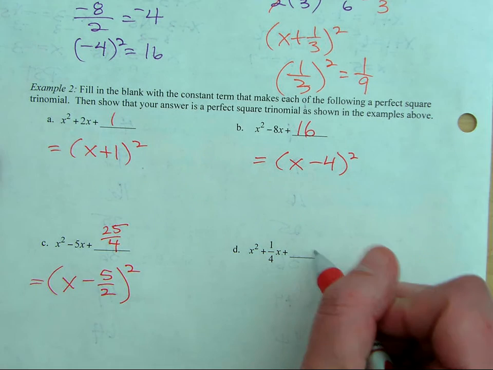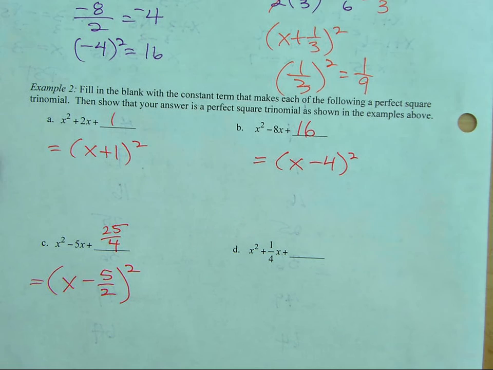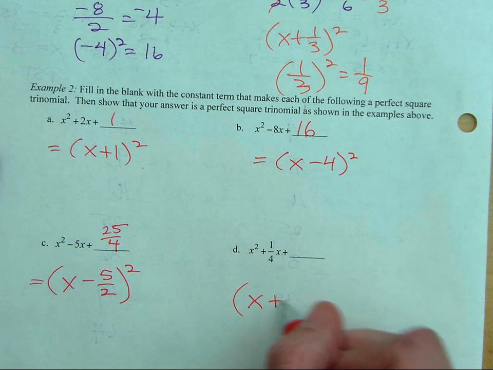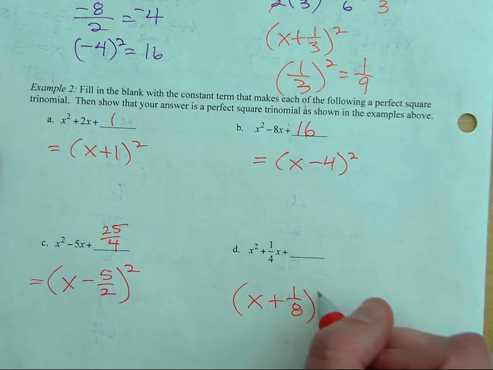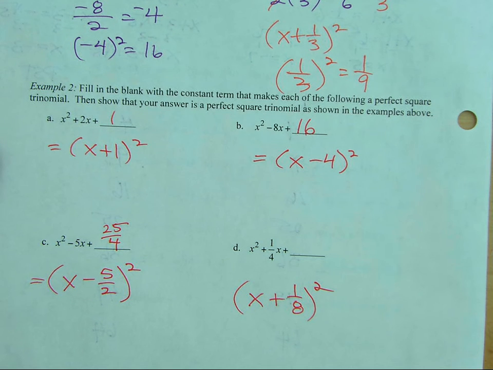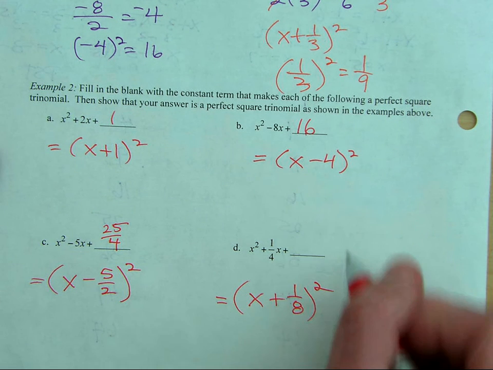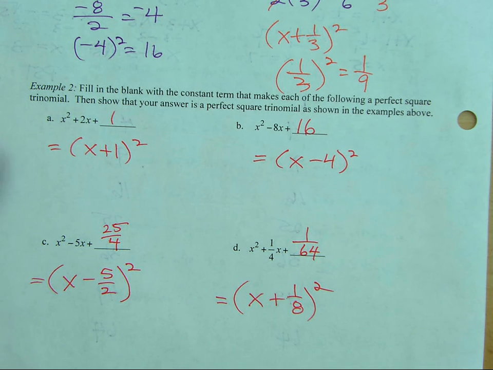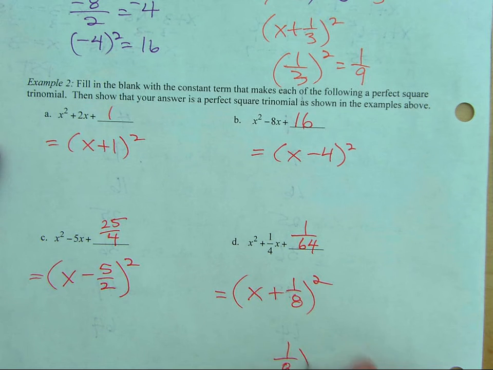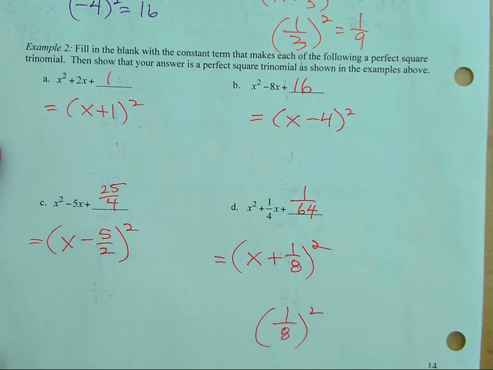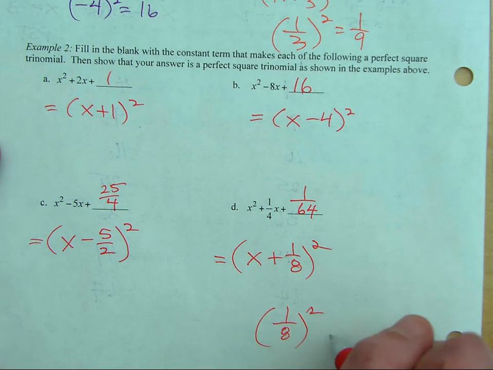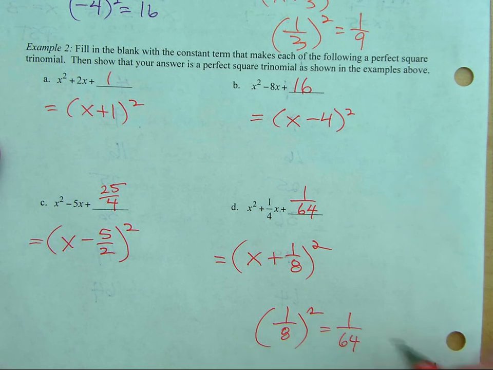Here's the PST. If you take half of 1/4, what's half of 1/4? Yep. So x plus 1/8. That's going to be squared. If you squared the 1/8, what would you get? 1/64. Okay, so if we square that, we get 1/64, okay?